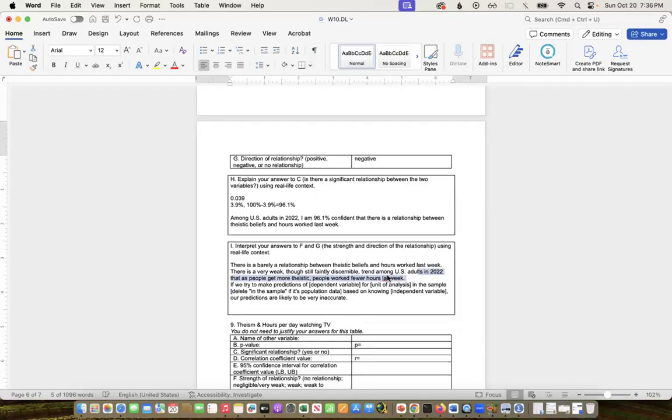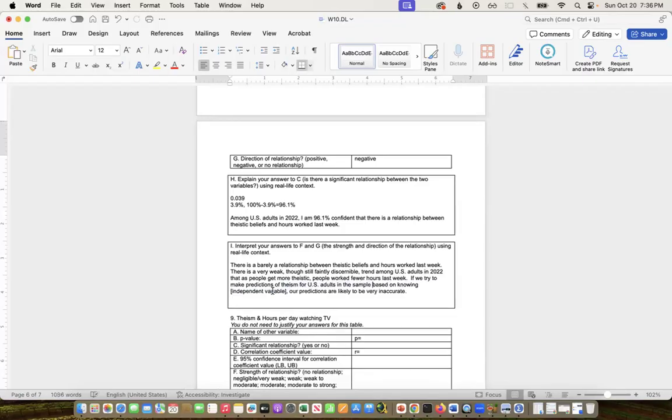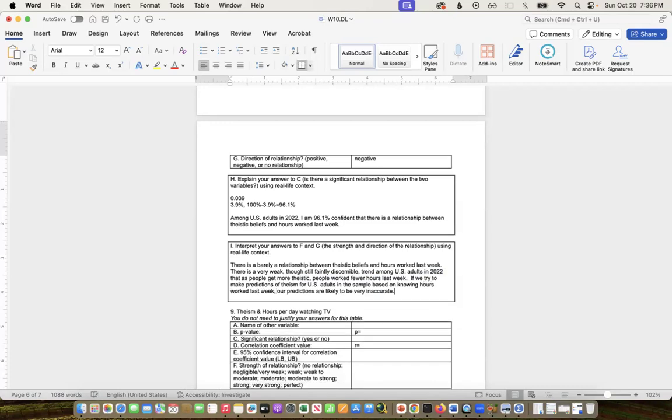If we try to make predictions of theism for US adults in the sample based on knowing hours worked last week, our predictions are likely to be very inaccurate.